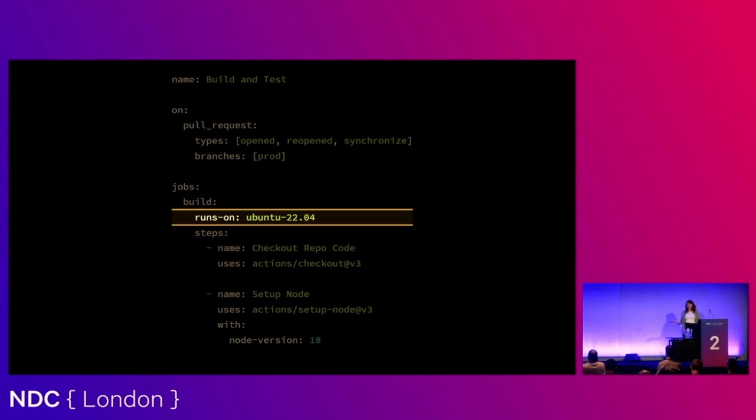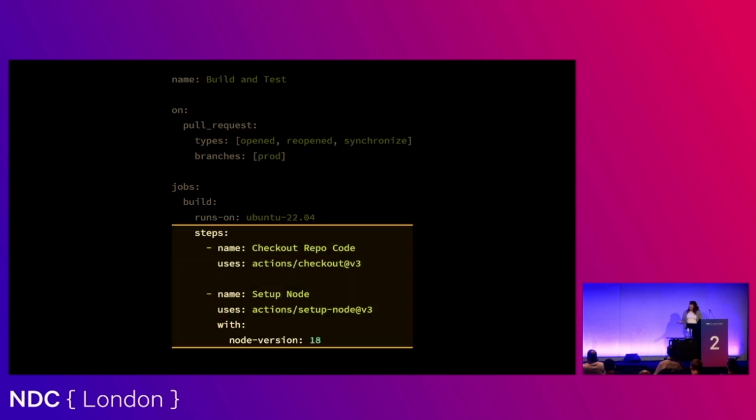You can choose from a number of different options, but running on Linux is the cheapest option and therefore generally the one we're going to end up doing. Each job then has a number of steps to complete. These will complete one after another. Most of the time, your first step is going to be to check out the code from your repo. Otherwise, you don't really have anything to work with.